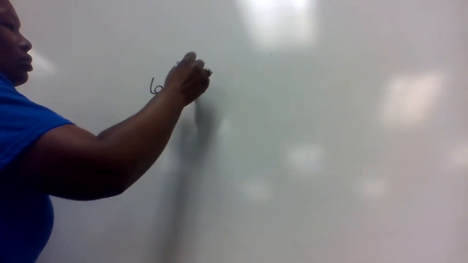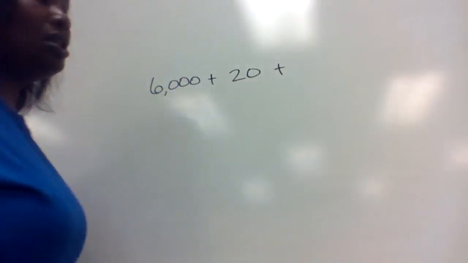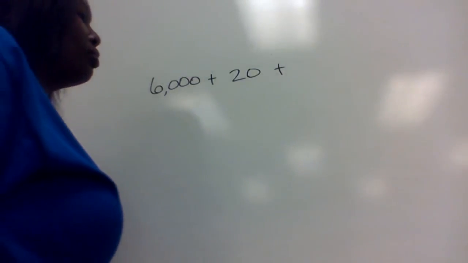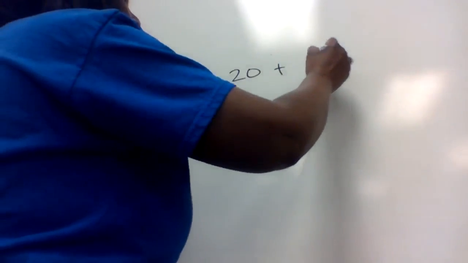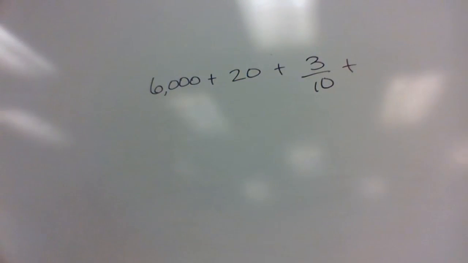All right, it says, what decimal represents 6 times 1,000? What's 6 times 1,000? 6,000. Plus, what is 2 times 10? 20. Plus 3 times 1/10? 3/10. Plus 5 times 1/1,000? 5/1,000.